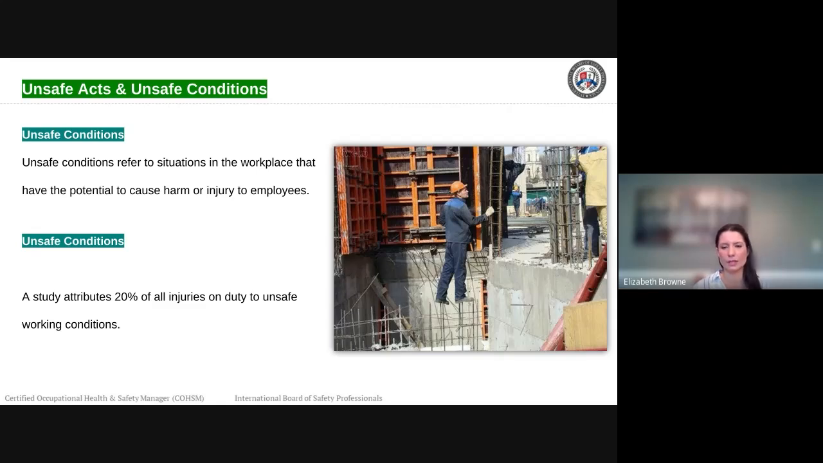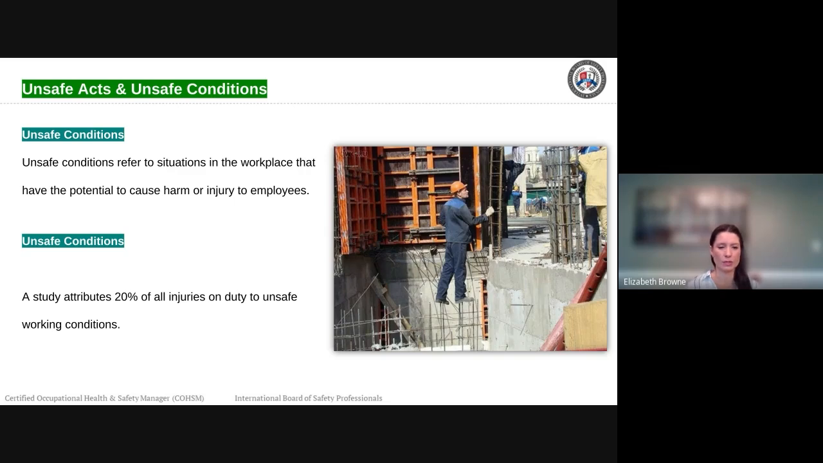So here's some examples of unsafe conditions. This picture is certainly an unsafe condition, but also a worker engaging in a very unsafe act by standing on top of that rebar. That just makes me very nervous just seeing this picture. The unsafe condition refers to situations in the workplace that have the potential to cause harm or injury to the employee. Obviously, if this worker were to make one misstep, he could fall and be impaled or very seriously harmed by falling on or around that rebar.